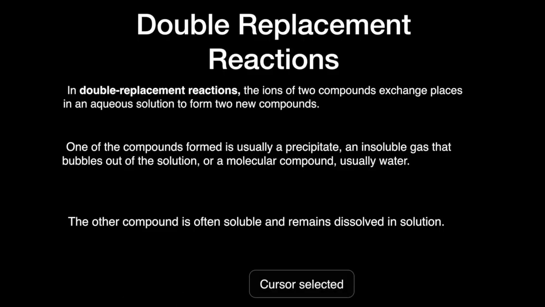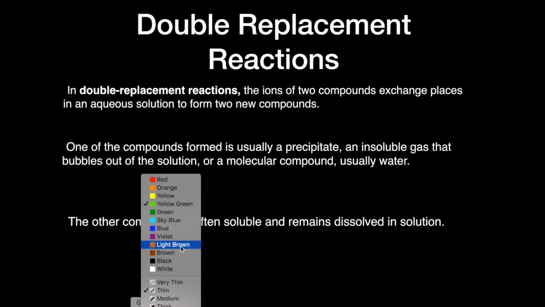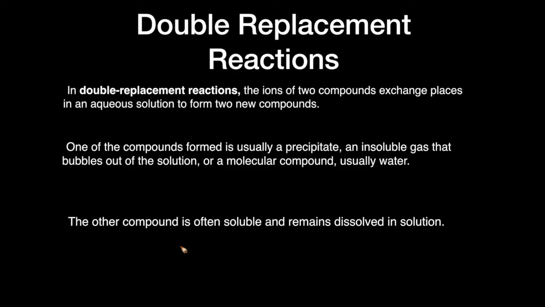Let's go on to double replacement reactions. In a double replacement reaction, the ions of 2 compounds exchange places in aqueous solution to form 2 new compounds. And one of the compounds formed is usually a precipitate, which we know is a solid, an insoluble gas, meaning it's not dissolved in water, that bubbles out of solution, or a molecular compound, which is usually water. And the other compound is often soluble and remains dissolved in water.